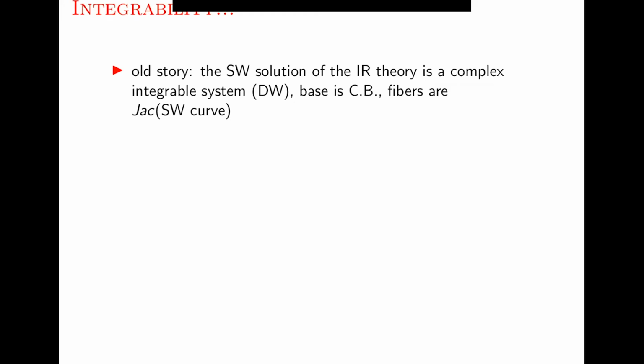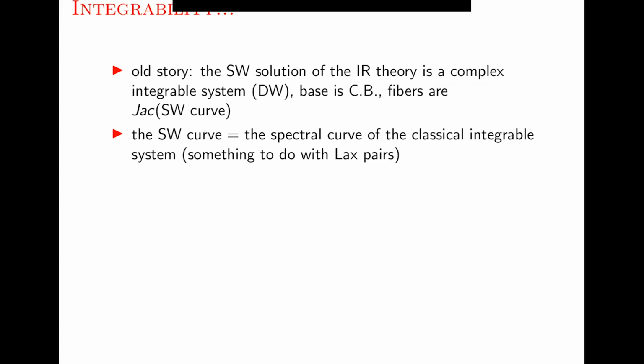Okay, integrability. So we're taking a step back. This is a very old story about how the Seiberg-Witten solution is actually secretly, not so secretly, an integrable system. This is the Donagi-Witten integrable system. There's a base being the Coulomb branch, whereas the fibers are the Jacobians of the Seiberg-Witten curves. So this indeed gives you all the ingredients to solve the theory. And in this correspondence with integrability, the Seiberg-Witten curve corresponds to the spectral curve of the classical integrable system. I won't go really into what all of this is, but it's relatively straightforward once we know what the integrable system is to get back to the physics.